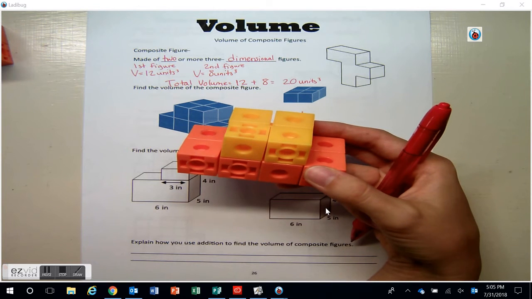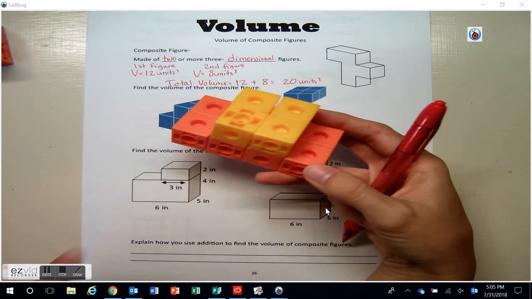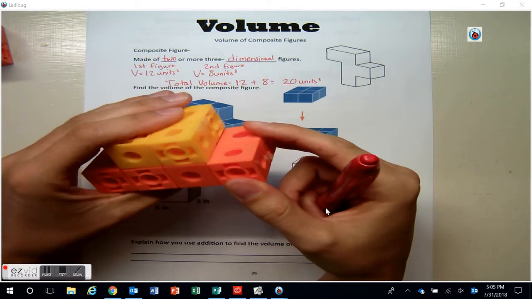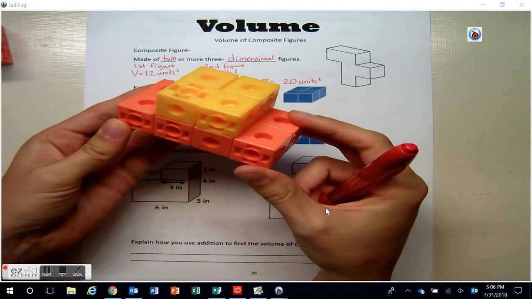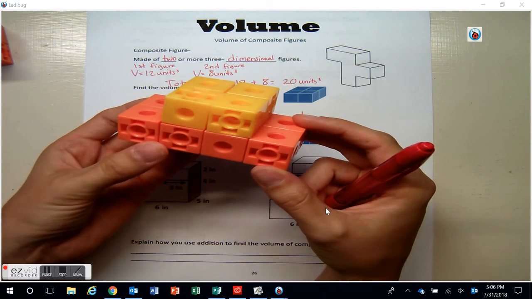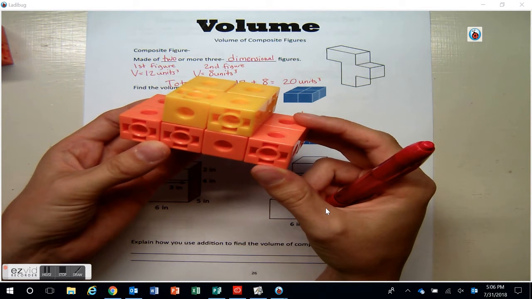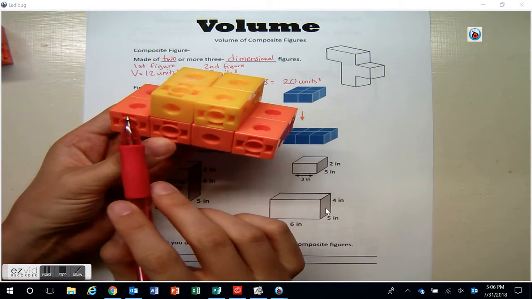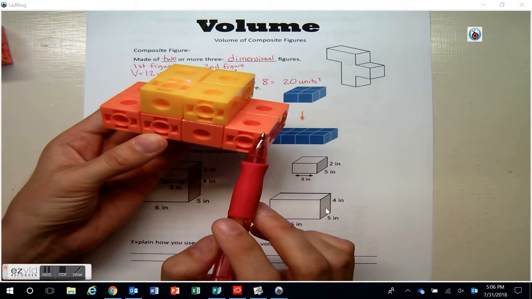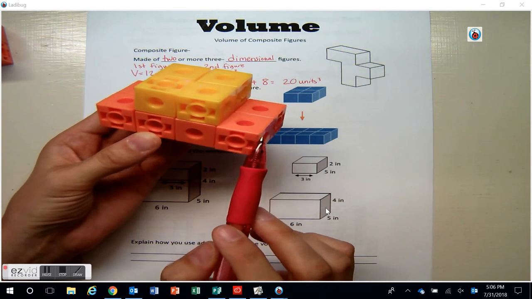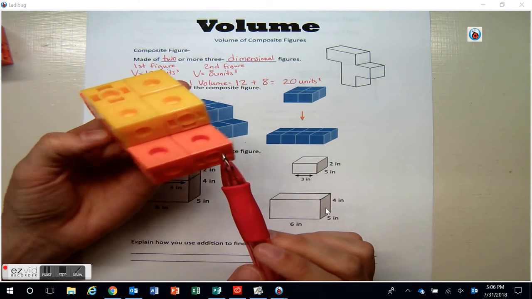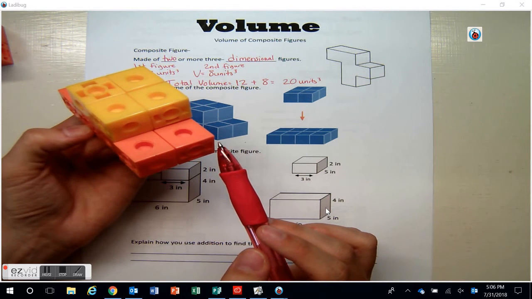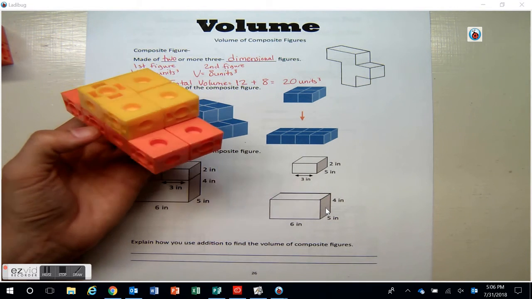Moving on. Here I have a new composite figure. I color-coded it so it would be easy for us to see the different shapes that make up this figure. How many cubes make up this base layer here? Well, I'm not going to take it apart and have us count, so let's use the cubes that we see and use that to help us.